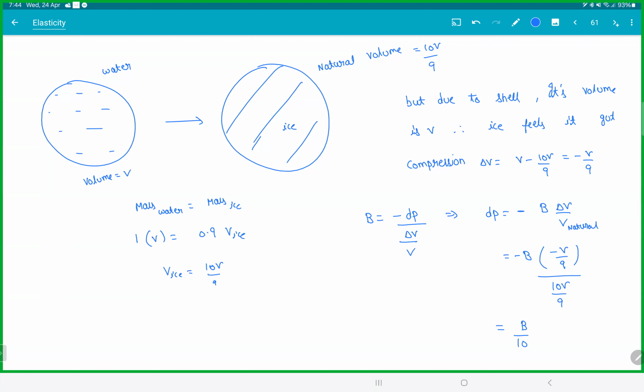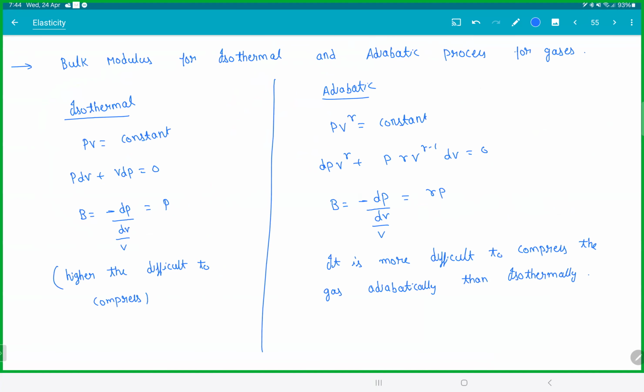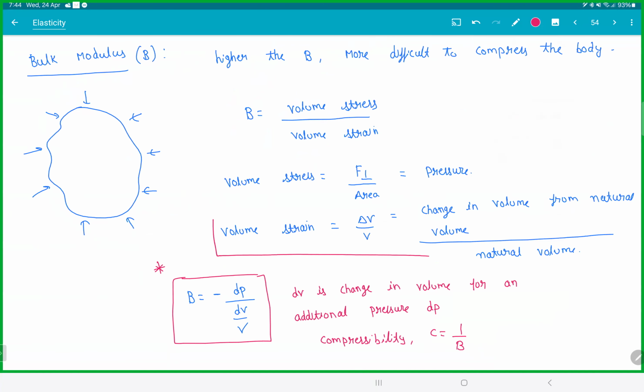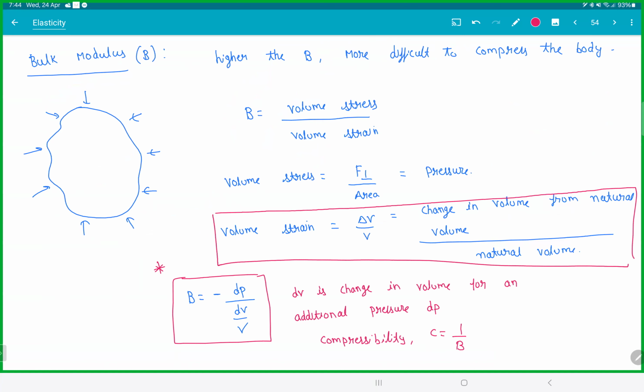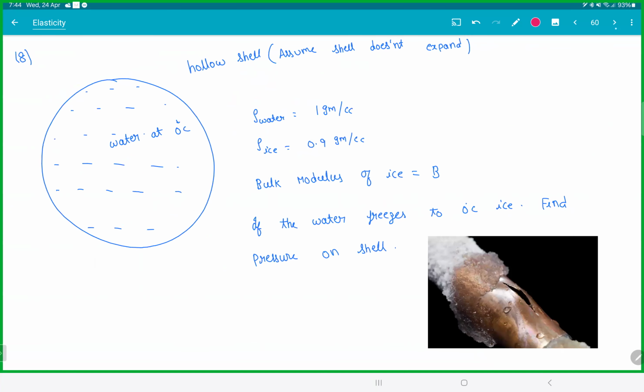And the final volume is V. They don't understand why the ice is fighting back. Your natural volume is not V anymore. It is 10V by 9. This is the reason when I wrote this, I told you to be careful with this part here. This is the reason for writing that whole statement: natural volume by change in volume from natural volume. The whole reason for the anomalous expansion is because you don't want any internal stresses.